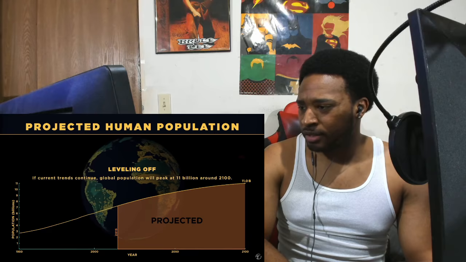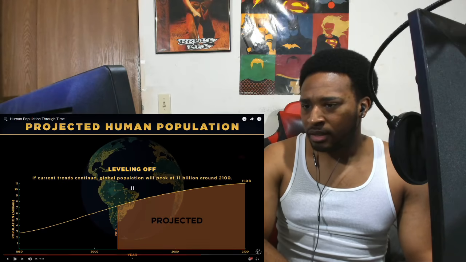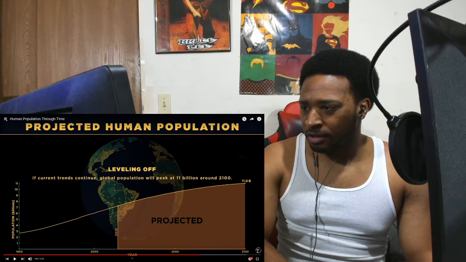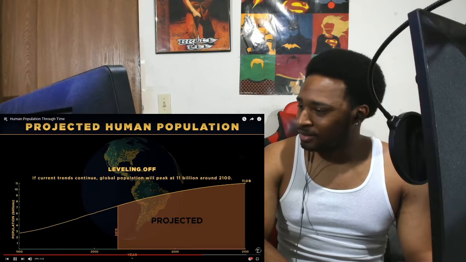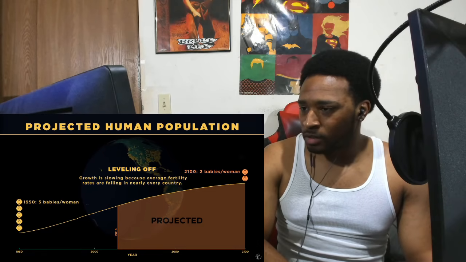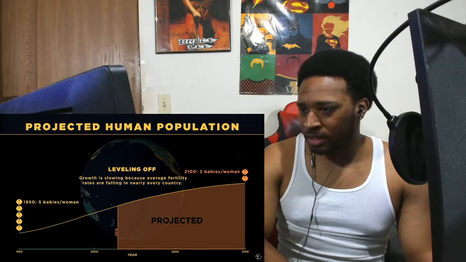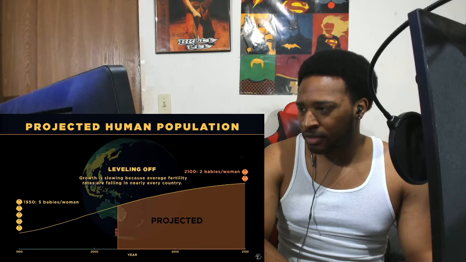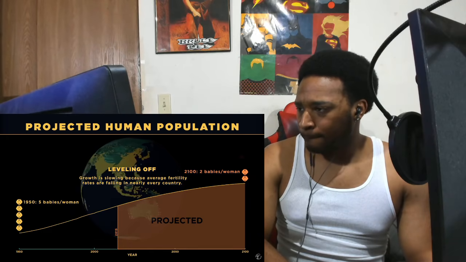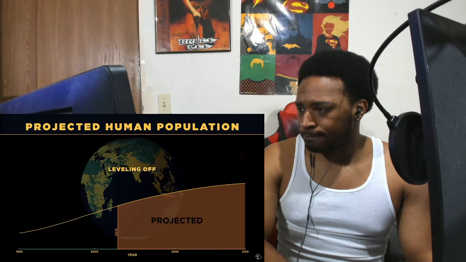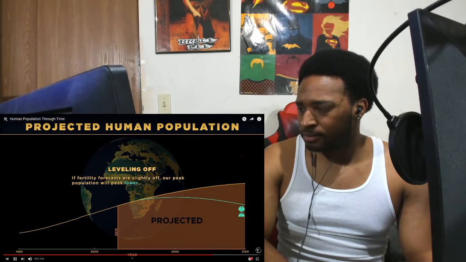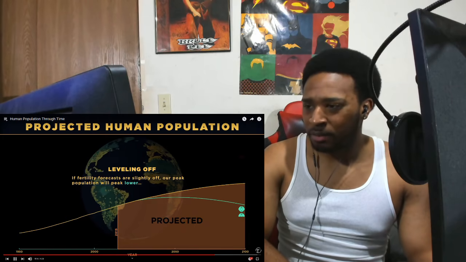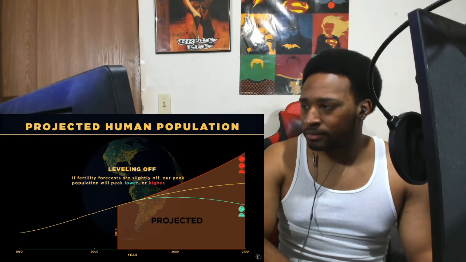11 billion by 2100. Leveling off. If current trends continue, global population will peak at 11 billion around 2100. Growth is slowing because average fertility rates are falling in nearly every country. If fertility forecasts are slightly off, our peak population will peak lower. So pretty much people are having fewer kids or higher.